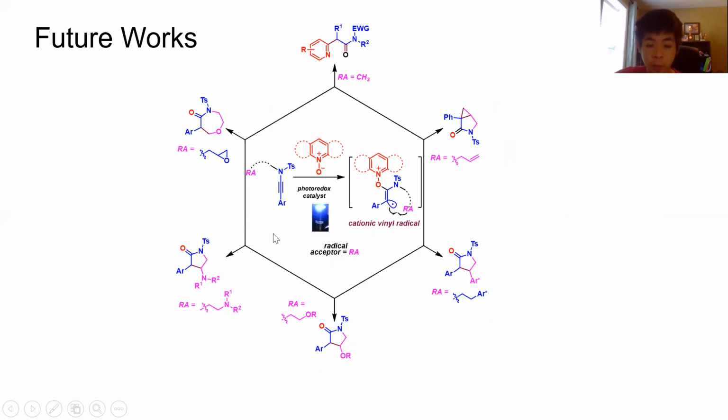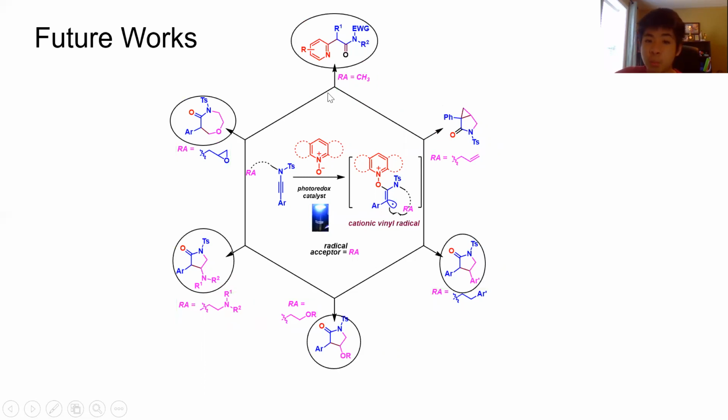For the future, we're going to try to change our radical acceptors. In this case, we use this as our radical acceptor to synthesize this compound, but we could change our radical acceptors to things like the methyl group, the epoxide, amine, and what we propose is that we'll get these different compounds by changing our radical acceptors, and we can use that to synthesize a wide variety of more useful products in the future.